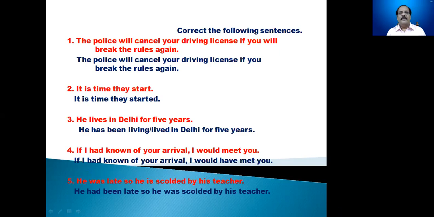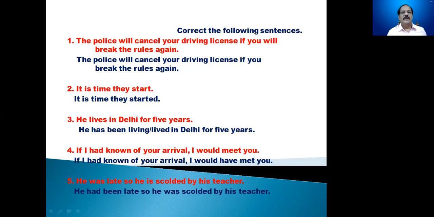So again, there is one more exercise given in your textbook. The police will cancel your driving license if you will break the rules again. In the combination of tenses, you will come across that if one sentence is in the simple present tense, the other must be in the simple future. That means if the conditional part is in the simple present, the other must be in the simple future. The police will cancel is in the future tense.